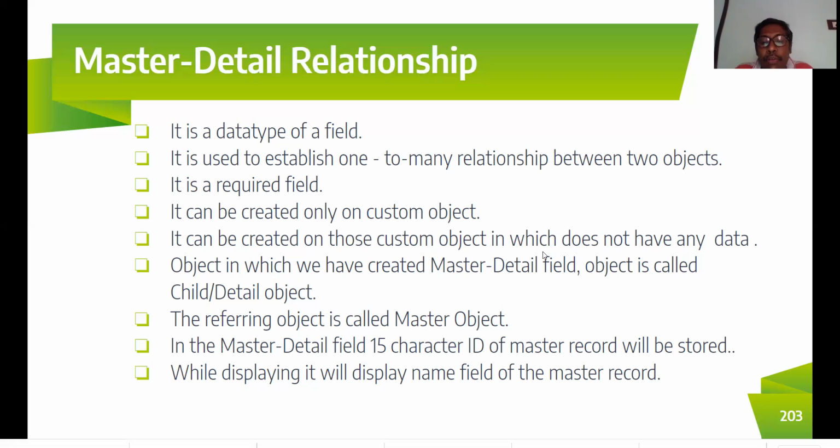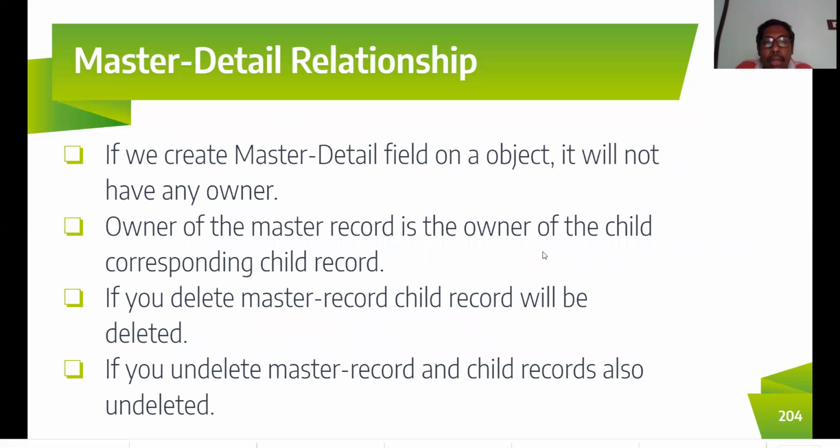In the master detail field, the 15 character ID will be stored for each and every record. While displaying, it will display the name field of the master record. Like who is the owner of the record? Ram, Sam, Ram. These are the owners. Got it? So if we create a master detail field on the object, the child will not have its own owner. The owner of the master record is the owner of the corresponding child record.